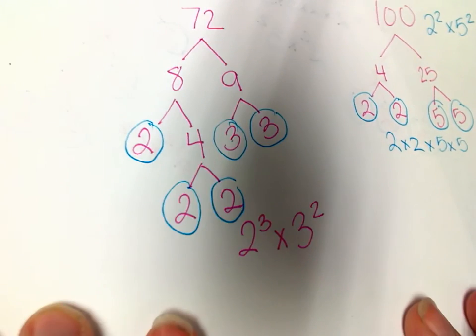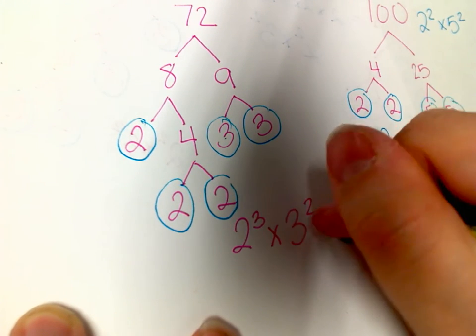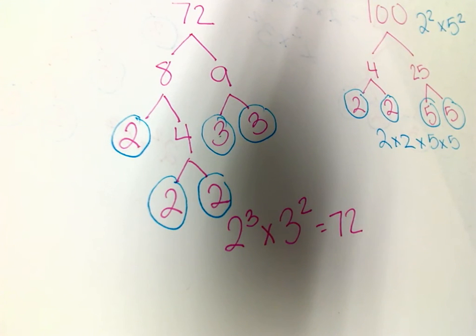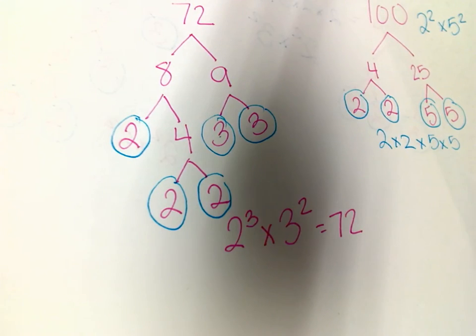So if I figured out 2 cubed times 3 squared, what's that going to equal? 72. That's what we just did. We figured out what the prime factorization is. So this right here multiplied will equal 72. All right, I hope you are feeling good about prime factorization.